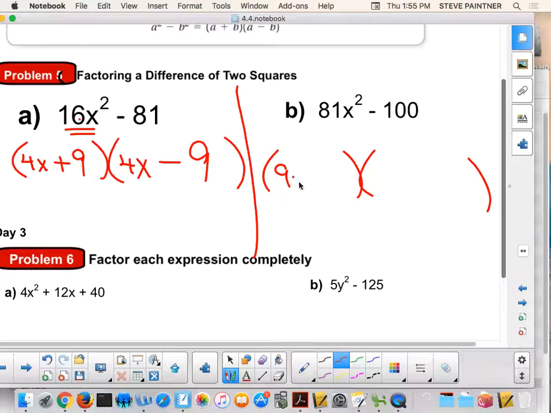This one, 9x plus 10, 9x minus 10. Right? Good? Simple. Now, listen.